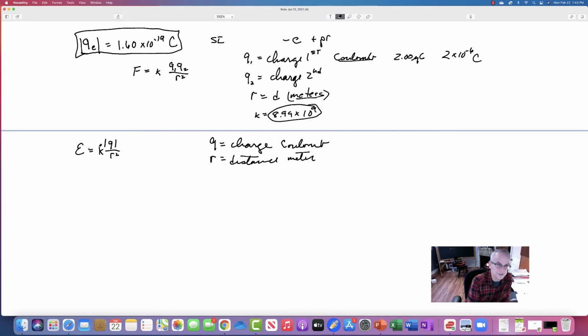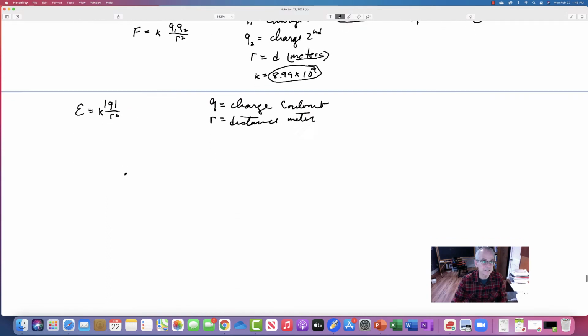Now since there's one Q missing here, the field is exerted on a particle based on its charge. So the force that's exerted will be based on the charge of whatever wanders into the field. Okay, with that little introduction, let's get started.